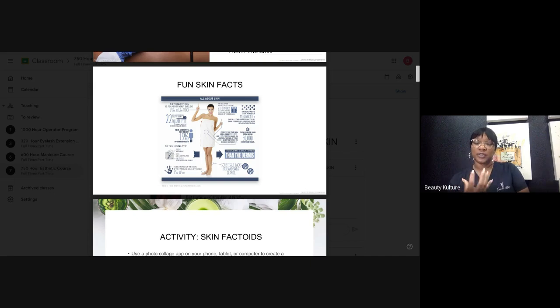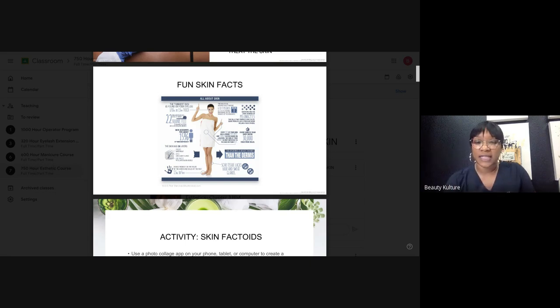It's what we call the true skin, and it's about 25 times thicker than the epidermis. The epidermis is what we treat as an esthetician. It's made up of five layers, and I'm going to break those layers down later on in the slideshow presentation. But those are our few facts about the skin.